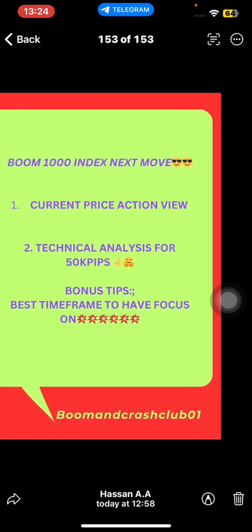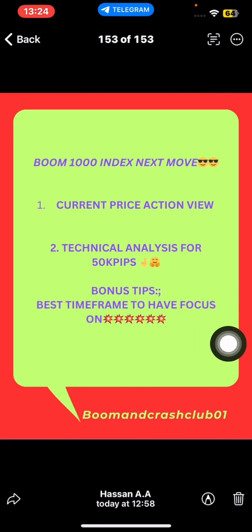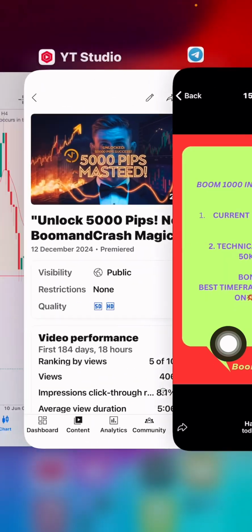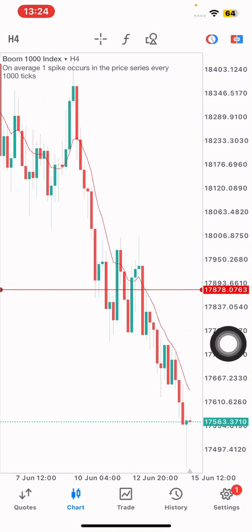For the bonus tip, the best time frame to focus on for Boom. Please understand, if you are trading the Boom 1000 and you are a scalper, always focus on the lower time frames ranging from 1 minute, 5 minutes, and 15 minutes, at highest 30 minutes. But if you are a swing trader, you have to focus on the daily chart, weekly chart, and also the 4-hour chart, which are the major time frames you need to consider to give your direction a clear view.